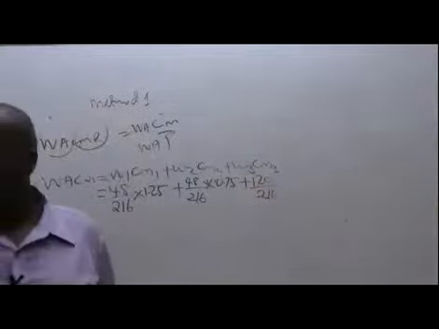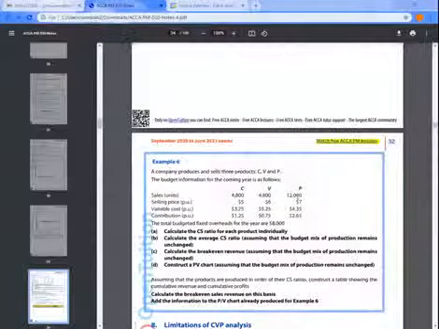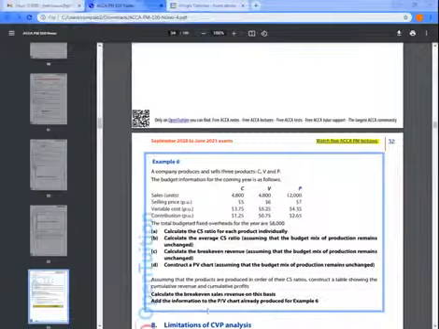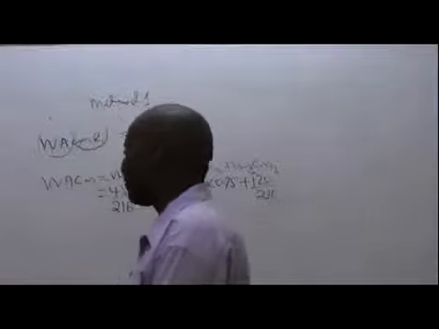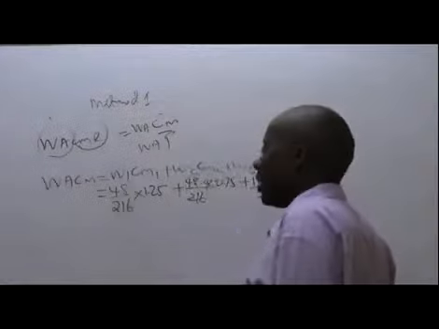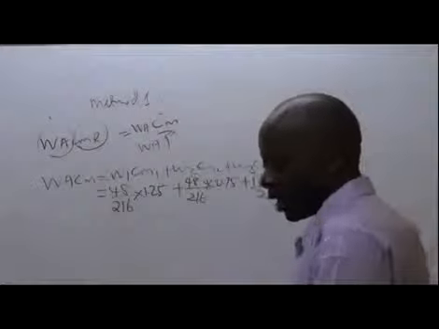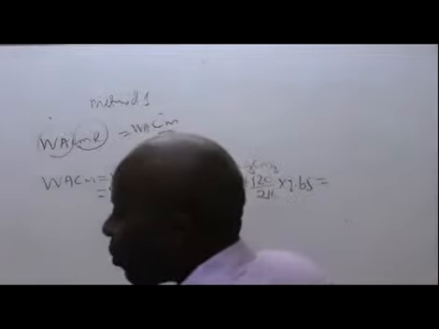120 over 216 times 2.65. Before I answer that, student, could you kindly give me this figure? 2.65. What is this supposed to amount to?